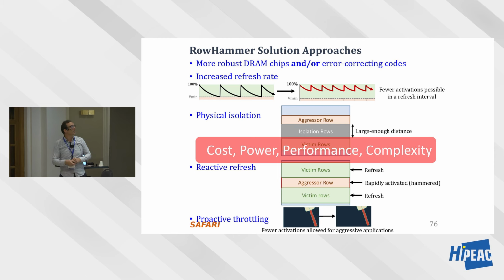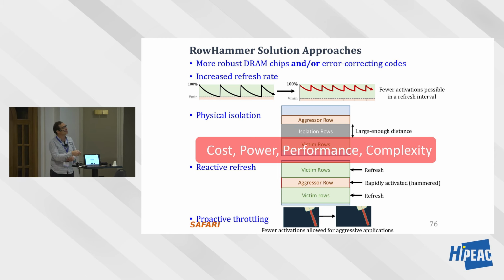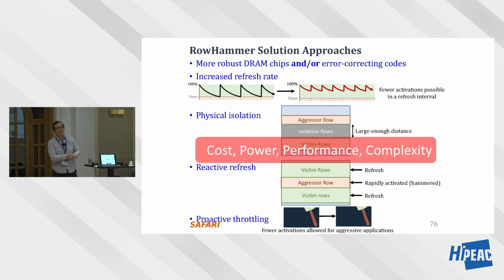Not a good solution anymore, but we're going to talk about that. Physical isolation is interesting. At the operating system level or the virtual machine level, what you can do is waste some memory and protect the victim rows from the aggressor rows. So what are the victim rows?